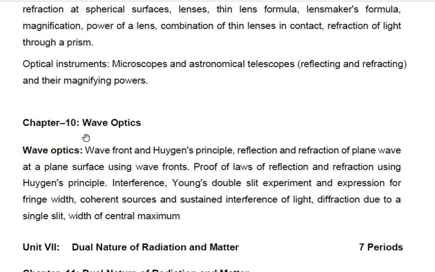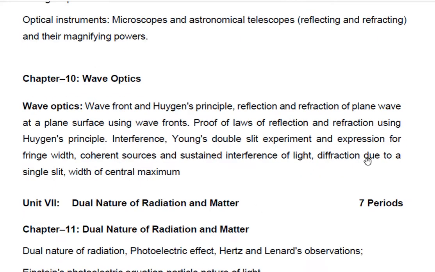Next is chapter 10. From chapter 10, topics are wave optics, wavefront and Huygens principle, reflection and refraction of plane wave at a plane surface using wavefront, proof of law of reflection and refraction using Huygens principle, interference, Young's double slit experiment and expression for fringe width, coherent source and sustained interference of light, diffraction due to a single slit, width of central maximum.